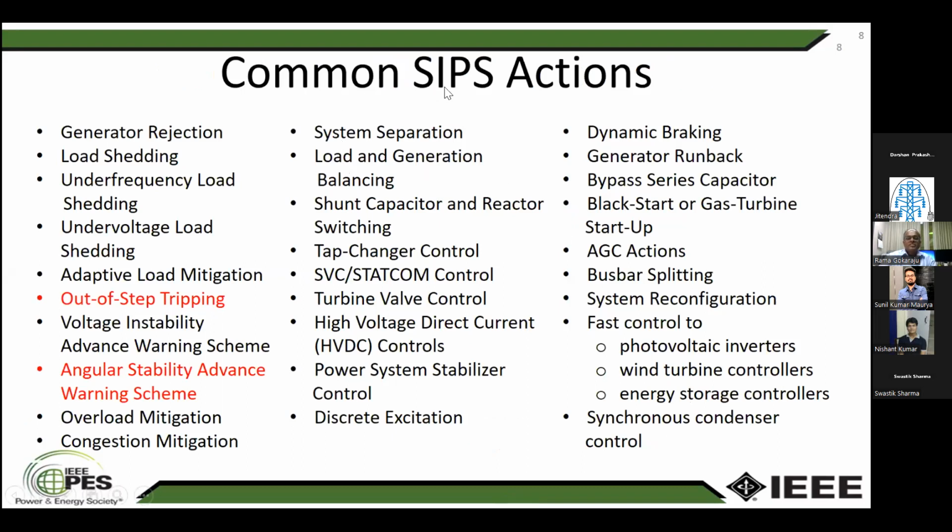So the common SIPS actions. There are various ones like generator rejection, load shedding, say in an industrial plant, the under frequency load shedding or the under voltage load shedding, then out of step tripping, angular stability, and advanced bonding scheme. The ones that are put in red, those are the ones I'm covering here. If you look in this C37 guide, through IEEE Xplore, you can look into the various SIPS actions. In a combined SIPS system, there are going to be numerous things there.